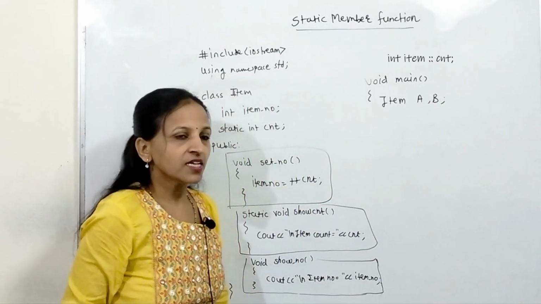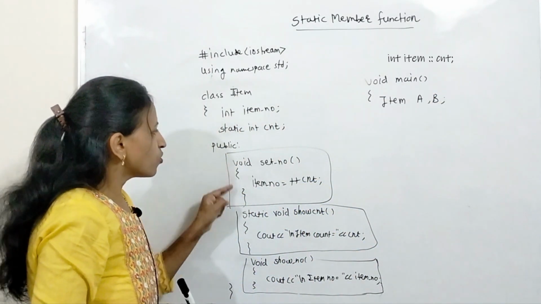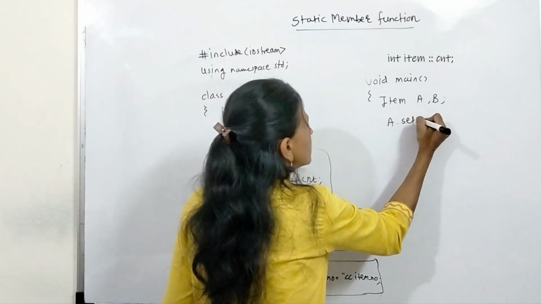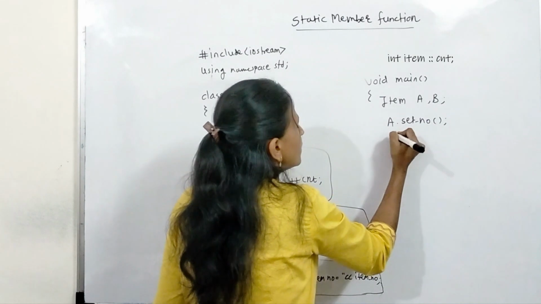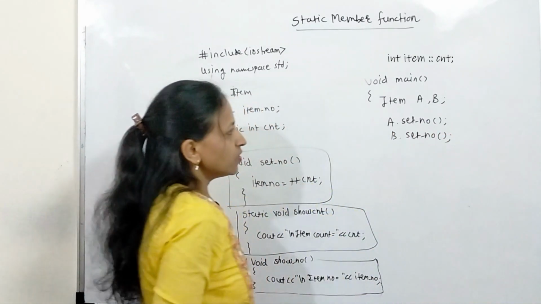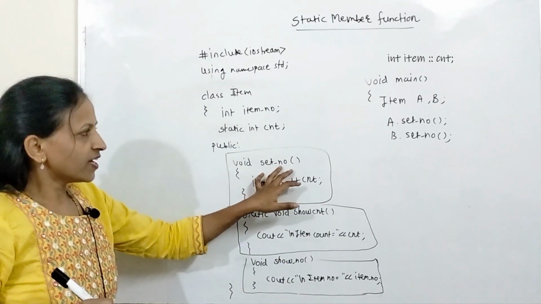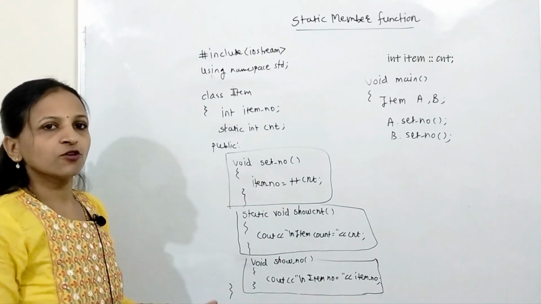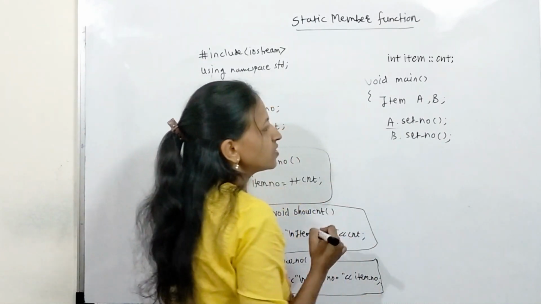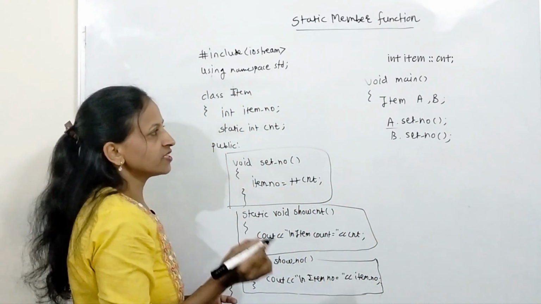These are the two objects. Now for an item, I am calling this set number, like a dot set number and b dot set number. That's it. Now whenever we call like this, the counter's value will get automatically incremented. See, first this will be executed, a dot set count.